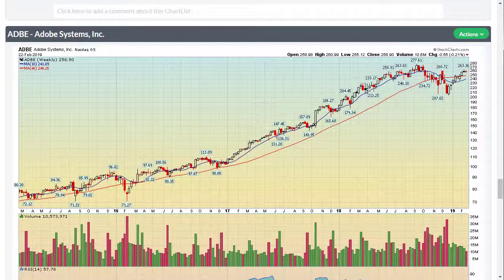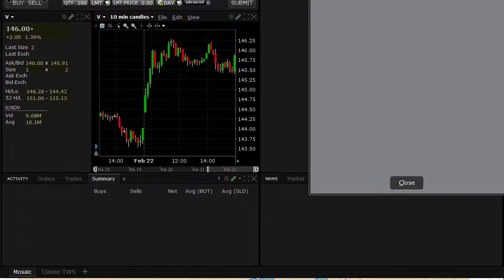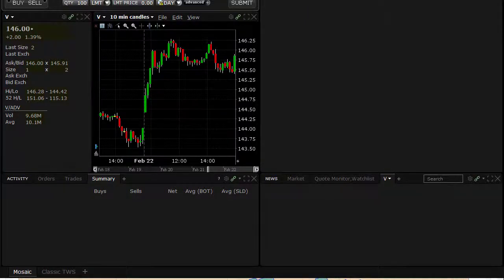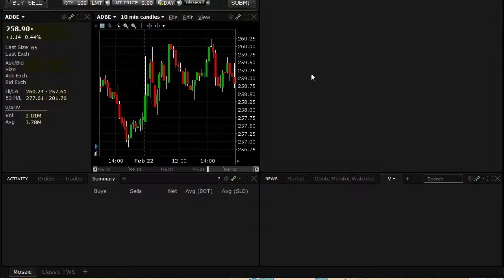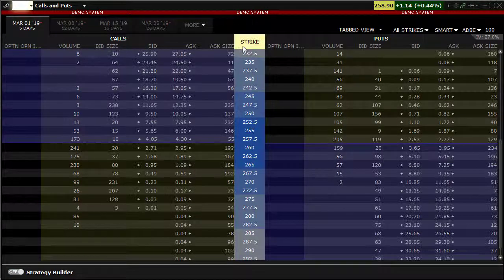So let's go to Interactive Brokers, IB, and we're going to type in the symbol. It's ADBE, and we're going to search for that. And we're going to pull up the options chain for Adobe. So here's the Adobe stock. And we're going to pull up the options chain. All right, so now we're in the options chain for Adobe.